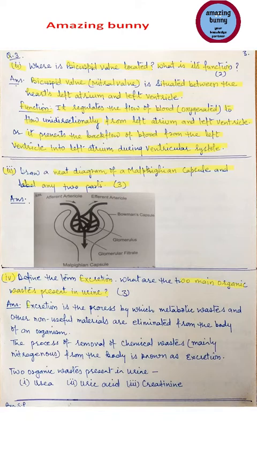Now excretion. Excretion is the process by which metabolic waste and other non-useful materials are eliminated from the body of an organism. Now we can say that the process of removal of chemical waste, mainly nitrogenous waste, from the body is also known as excretion. And the 2 organic wastes present in urine: as you know, there are organic wastes present in urine, and inorganic wastes are also present in urine. So you need to write the organic wastes: urea, uric acid and creatinine.